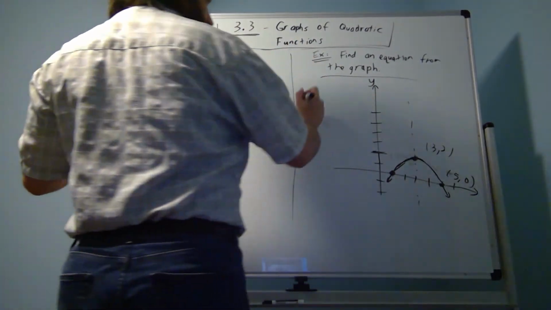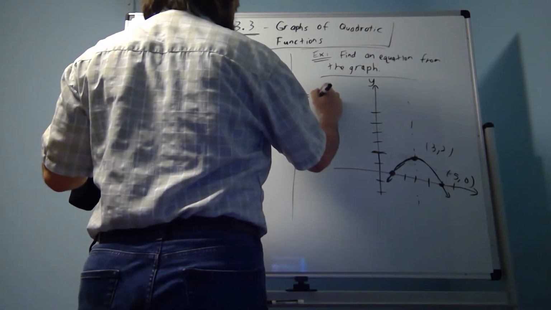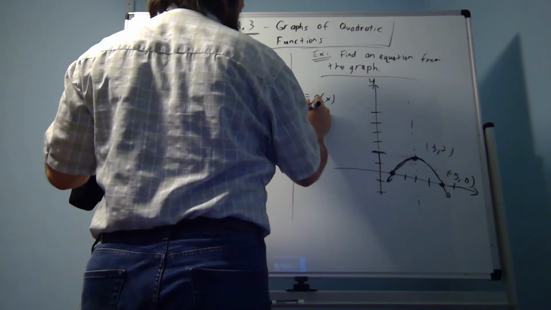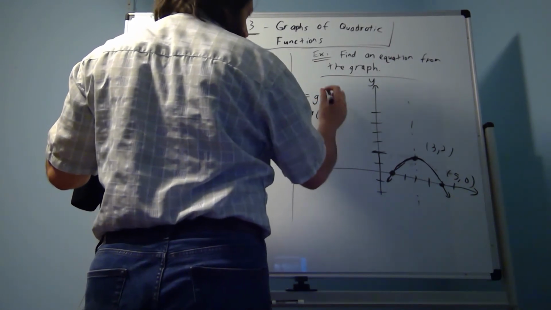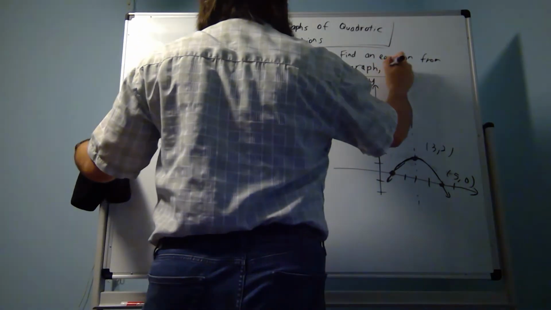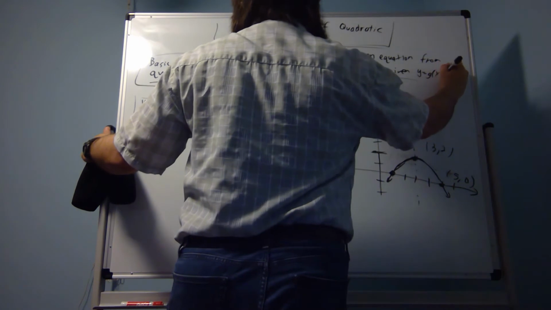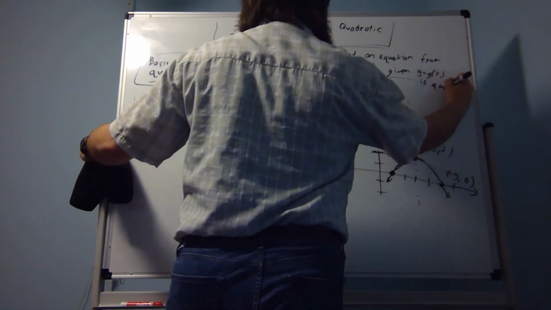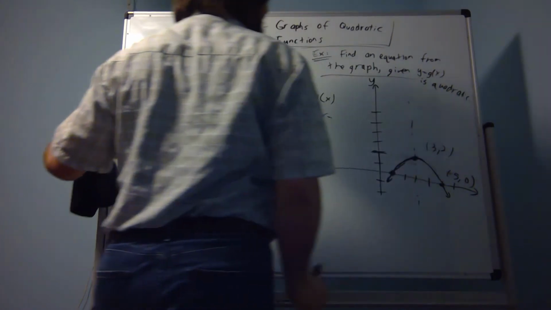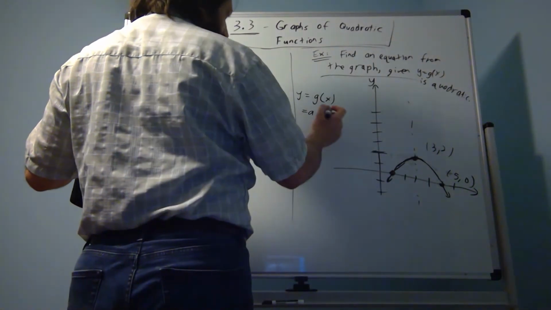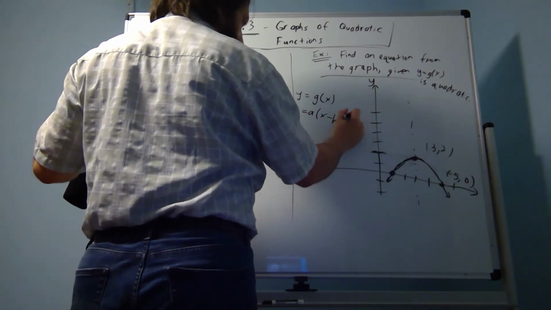All right, so let's just say y is g of x, then say that it tells you, given that it's a quadratic. So given that y equals g of x is quadratic, it just means a times (x minus h) squared plus k.